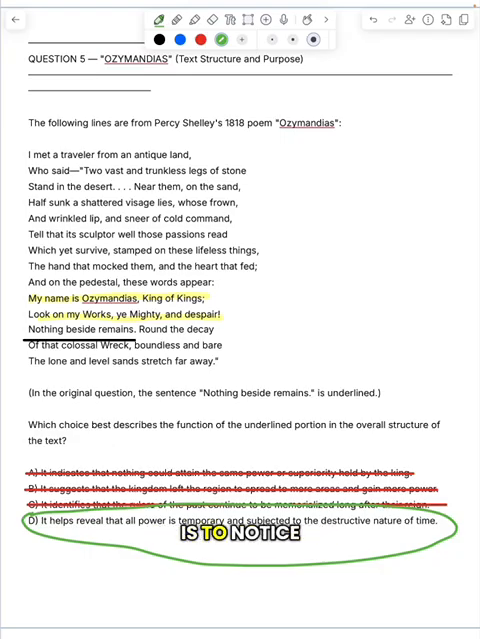The strategy here is to notice the contrast. The inscription on the statue claims permanent greatness, but the underlined line reveals emptiness and decay. This really tells us that the larger message is that human power does not last forever.